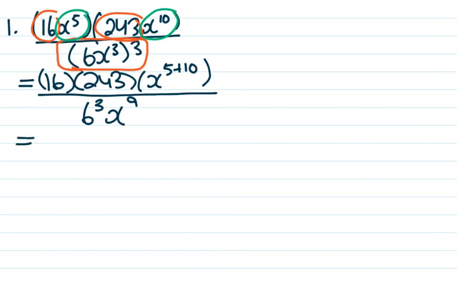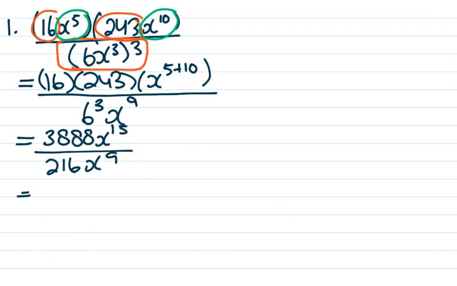Now 16 times 243 is 3,888, and x to the power of 5 plus 10 is x to the power of 15, divided by 6 cubed, which is 216, and x to the power of 9. Now, I can do 3,888 divided by 216, which is 18, and then using the division rule, I can do x to the power of 15 divided by x to the power of 9, in which case I would subtract those exponents. So now I'm left with x to the power of 15 minus 9 equals 18 times x to the power of 6. And that's simplified.